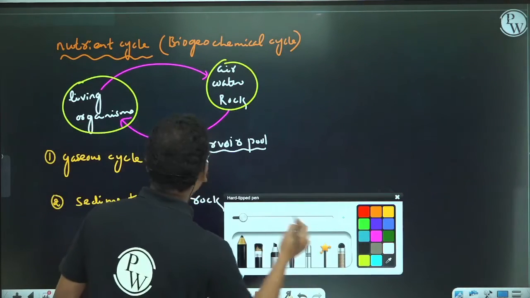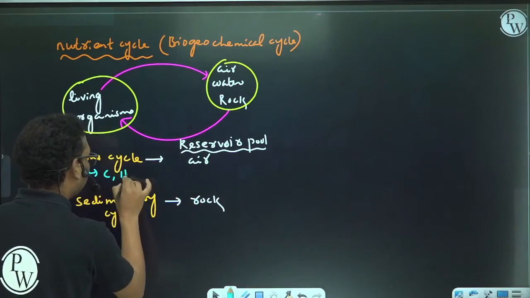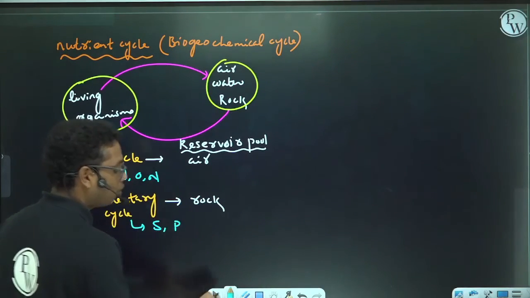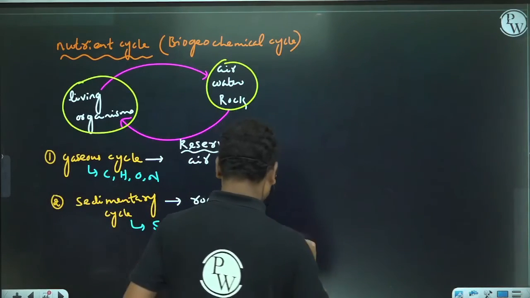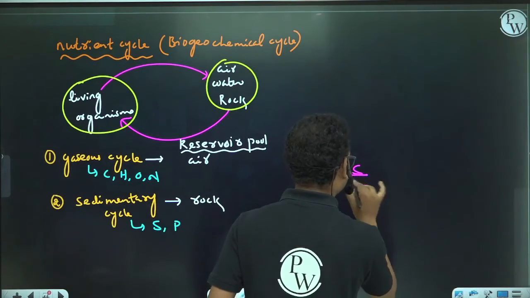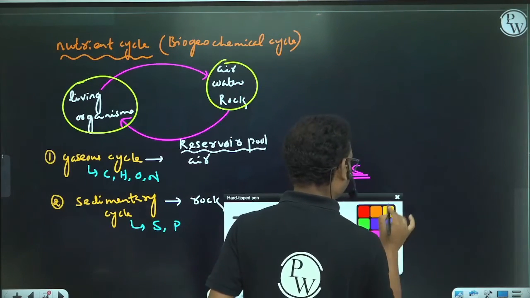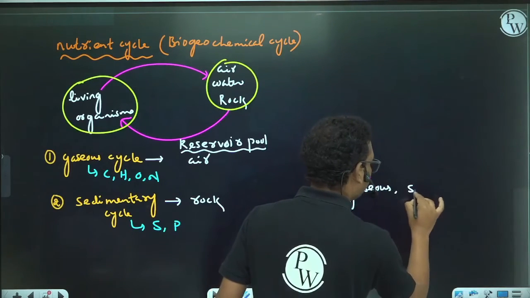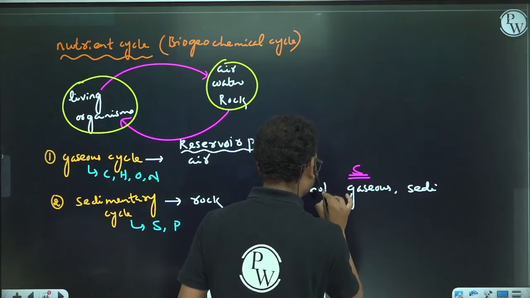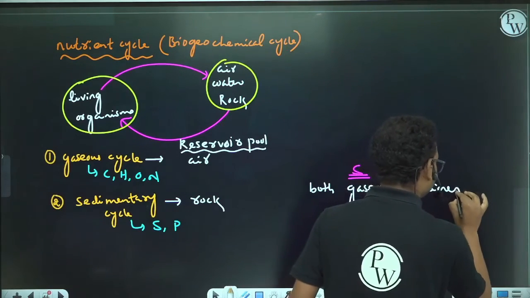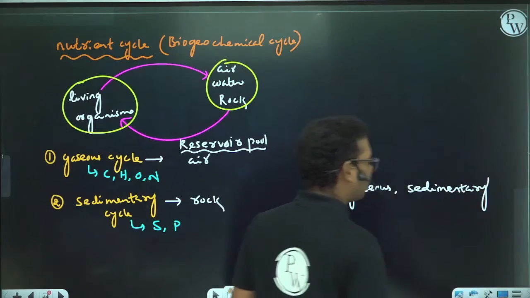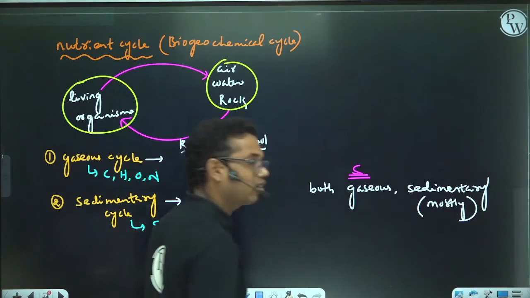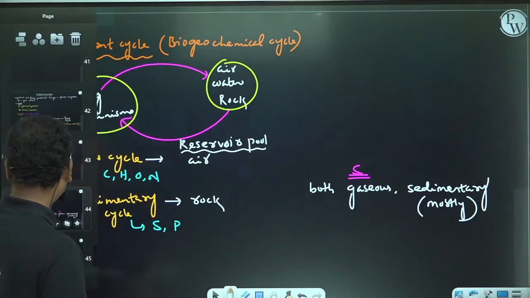Examples I can take here: carbon, hydrogen, oxygen, nitrogen for gaseous cycles. For sedimentary cycles, I can take the example of sulfur and phosphorus. One important point is that sulfur shows both gaseous cycle and sedimentary cycle. Both types of cycles are observed, but it is mostly a sedimentary cycle. Okay, so let's talk about the carbon cycle here.